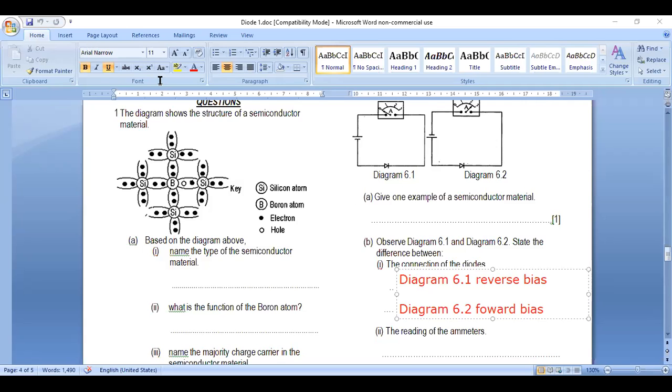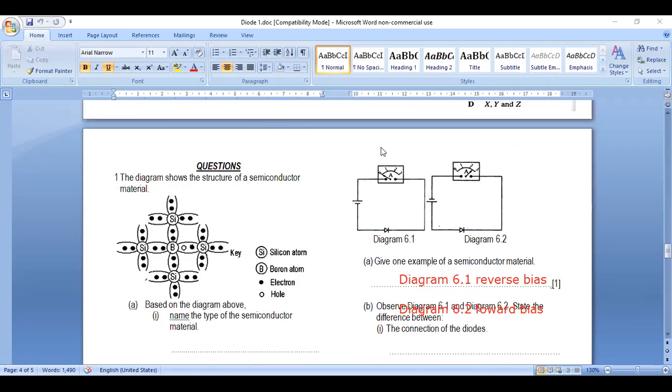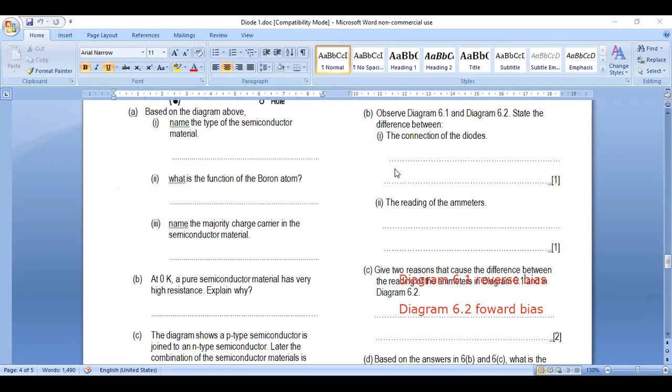Okay, next. The reading of emitter. So you can see 6.1 no reading, 6.2 got reading. So just say diagram 6.1 no reading, 6.2 got reading. Okay, so 6.1 no reading, 6.2 got reading.